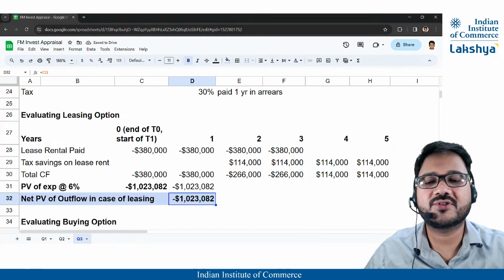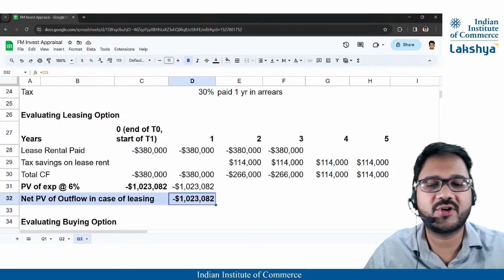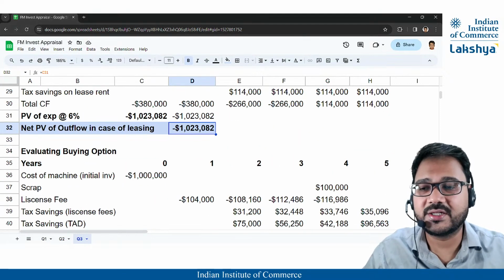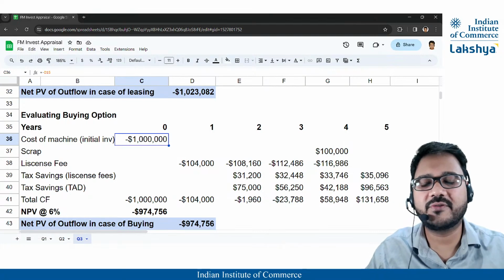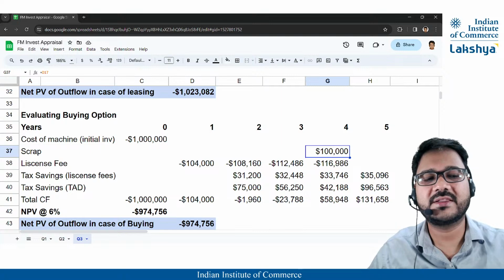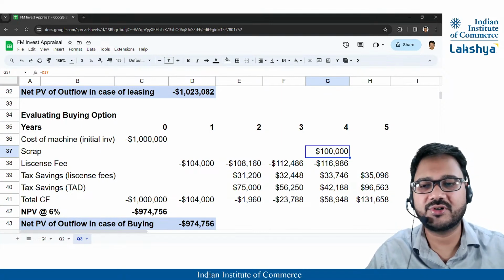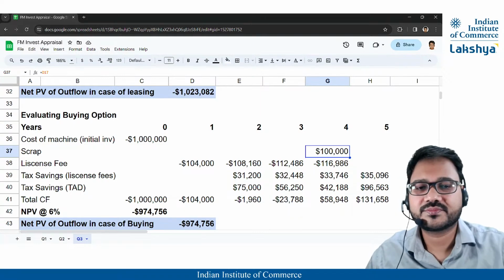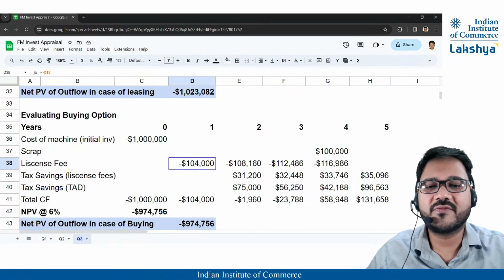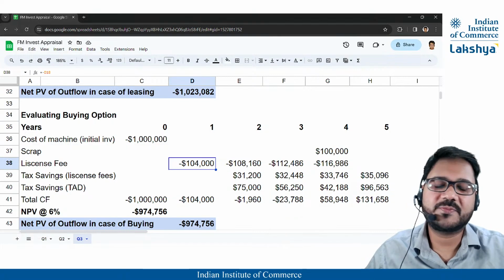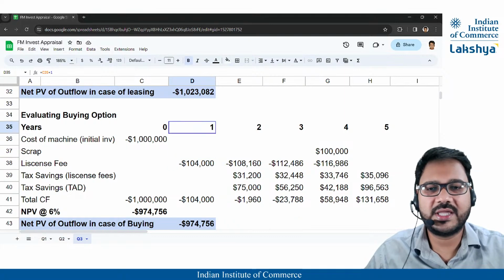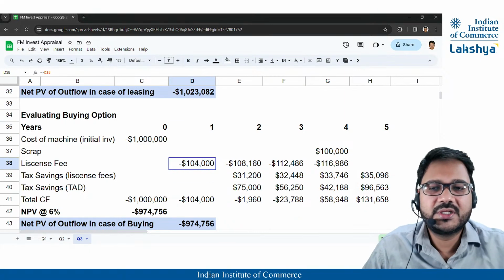So the cash flow in case of leasing is an outflow of $1 million. If you are to buy it, then initially you purchase, like there is an outflow as on year 0 of $1 million. There's a scrap that you will get at the end of the project, that is $100,000. There is a license fee of $104,000 that we have to pay every year, right? Since we are purchasing it, this fee is paid at the end of the year, so at the end of year 1. So this is proper for us, right?